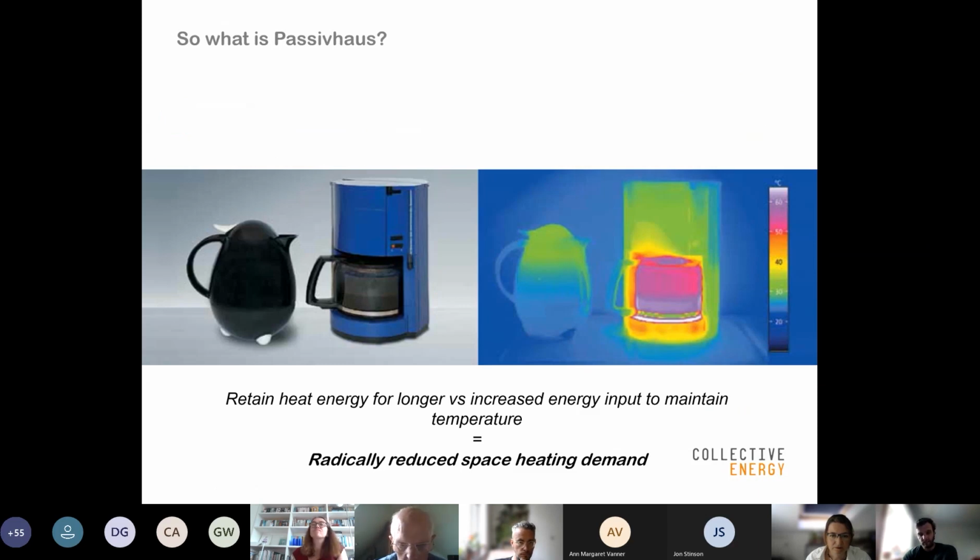Essentially, just briefly again, what we're trying to do is retain the heat for longer. So we've got a thermos on the left-hand side and a cafetiere on the right-hand side. Both keep the fluid warm. One just retains the heat and keeps it warm. The other one needs constant energy input. So the cafetiere is what we're trying to avoid, and the thermos is what we're trying to achieve.